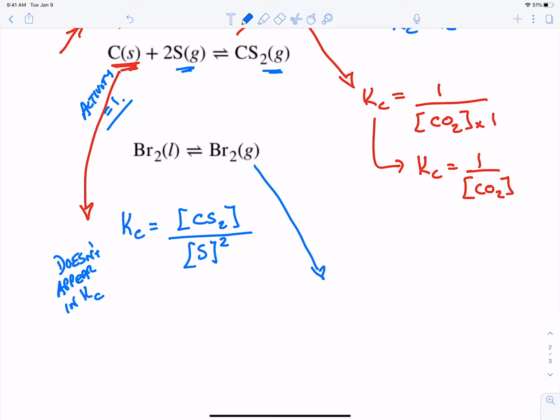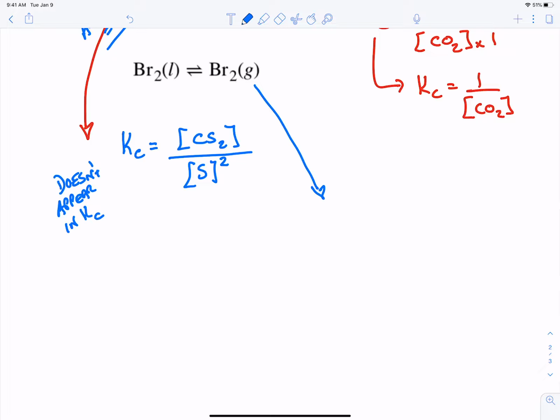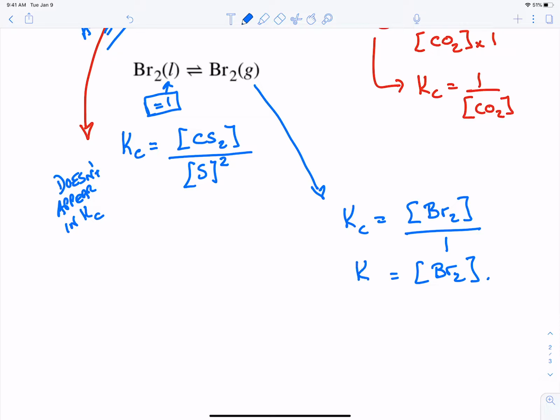And so the last one we could do is look at this one here. We would realize that Kc is going to equal the concentration of bromine gas, which is going to be on the top, and then it's going to be divided by, well, this is a liquid, so the activity is going to equal 1, so it's going to be the concentration of bromine gas over 1. And so this is why we talk about Kc and Qc being dimensionless.